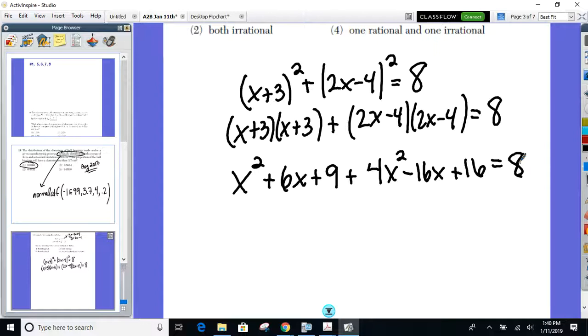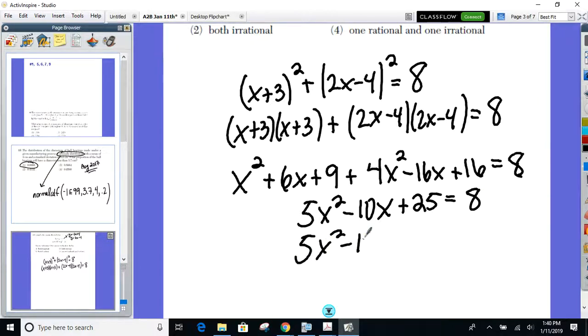All right, we got a lot going on. Let's clean it up. I got 5x squareds up here. Let's see, 6x minus 16x, negative 10x. And then 9 and 16 give me 25. All right, your next move. Equal to 0. Perfect. So let's move the 8 over.